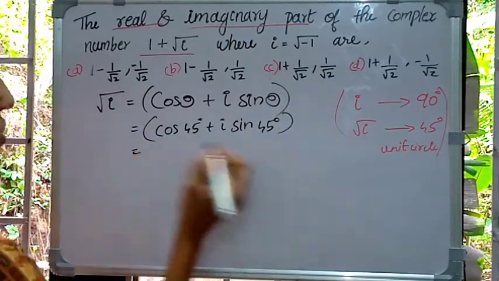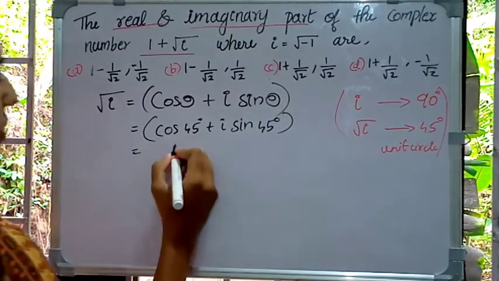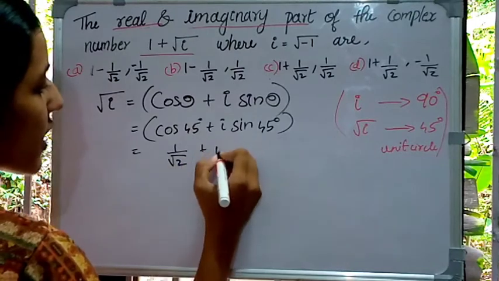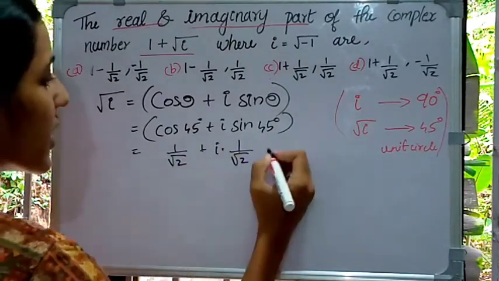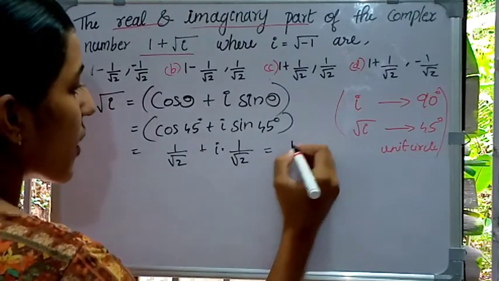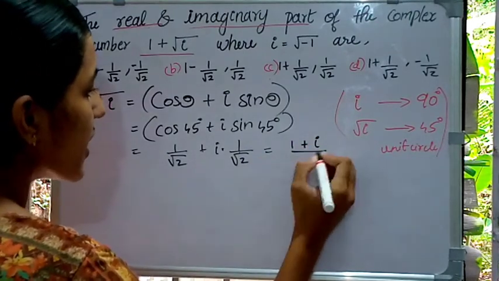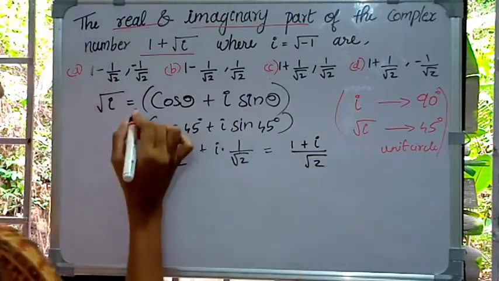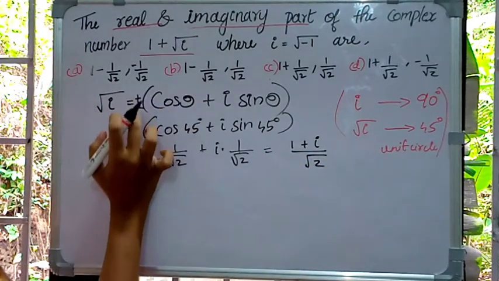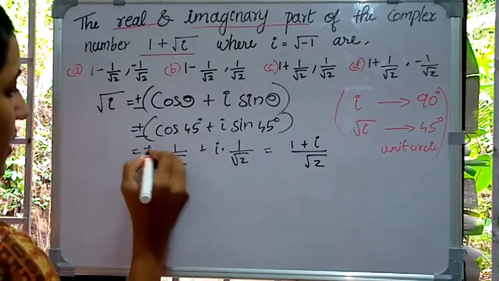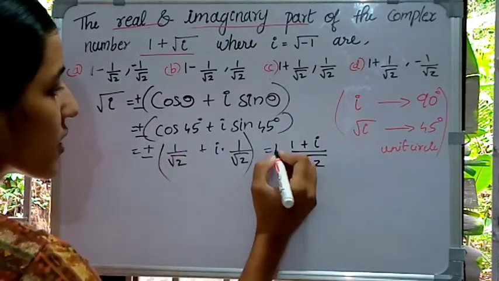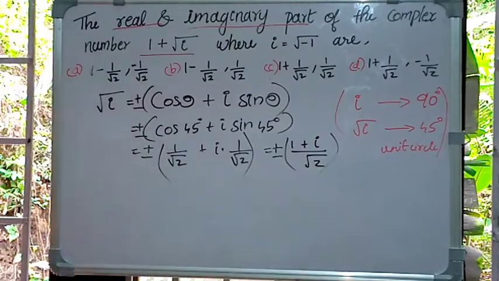So when we further solve it, cos 45 degrees is 1 by root 2 and i into sin 45 is also 1 by root 2. So on adding both of these, we get (1 plus i) by root 2. Don't forget to put a plus or minus sign. Here it is a plus or minus sign, so don't forget to put that. So root i will be plus or minus (1 plus i) by root 2.